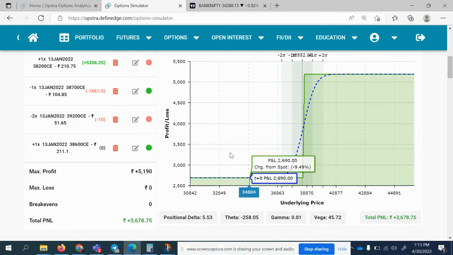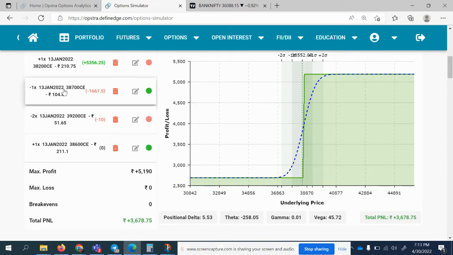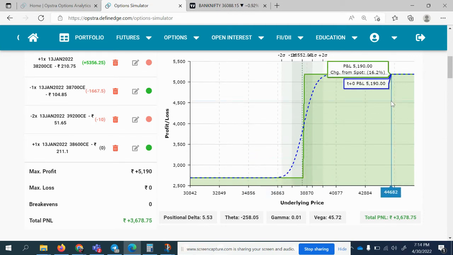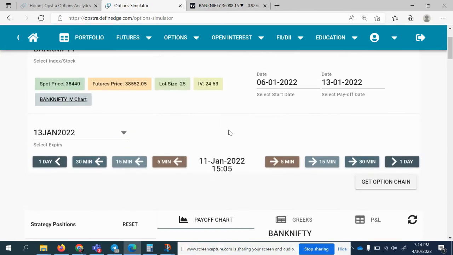So these are the two adjustments. If you want more profit on the downside, you have to just keep moving out of the money, but ensure that you are not crossing 38,700, because you have a sold position at 38,700. You can go till 38,600. If you do 38,600, your profit will be locked. Let me show you what will happen if you go for 38,700.